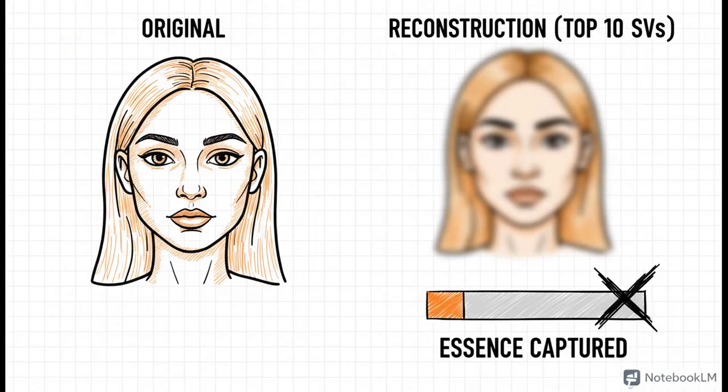But now, check this out. Look what happens when we get really aggressive and use only the top 10. The image is definitely blurrier, but you can still totally tell what it is, right? We've thrown out most of the data, but the most dominant patterns, the real soul of the image, are still there. That is the power of approximation.